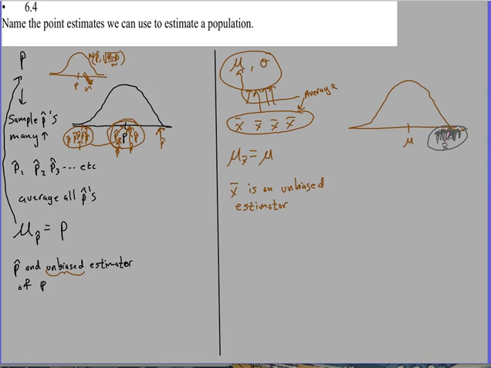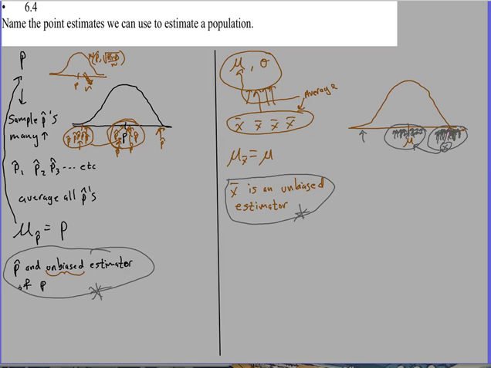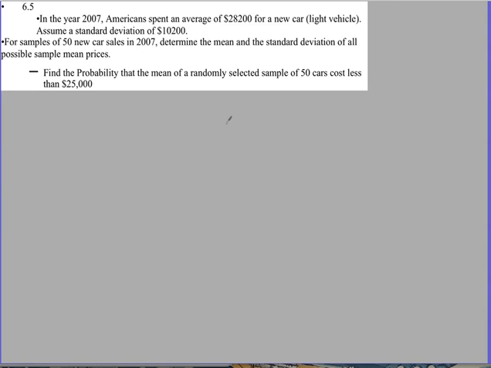Okay, because this x bar is actually overestimating this. This x bar should be lower. So if it's an unbiased estimator, then we expect all the x bars to fall around here. You may get a few out here once in a while, but most of them are going to fall around here. Okay, so you should have that concept. You should know what this means right here. You should know this statement right here for both of them. Okay, let's move on. 6.5.